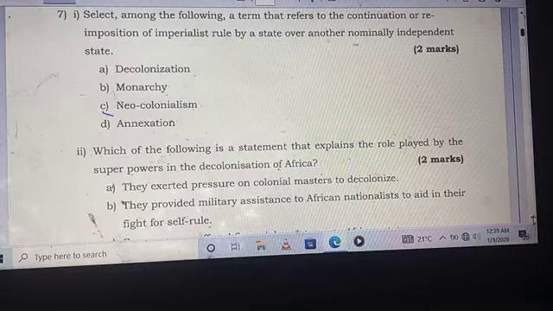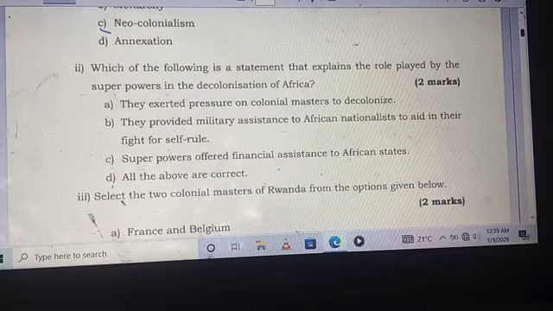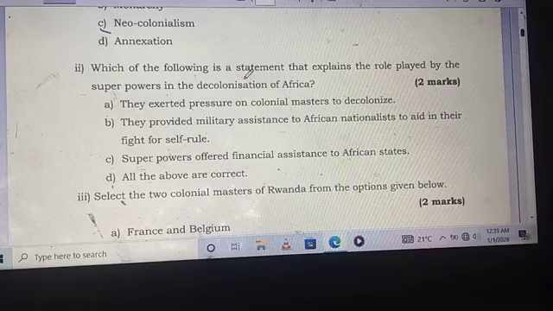I2. Which of the following is a statement that explains the role played by superpowers in the colonization of Africa? We have 4 options. Choose the best one. The best answer is letter D. All the above are correct.